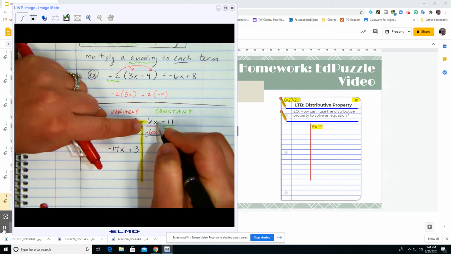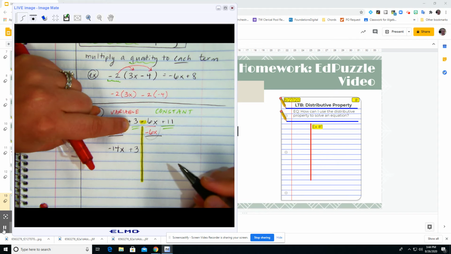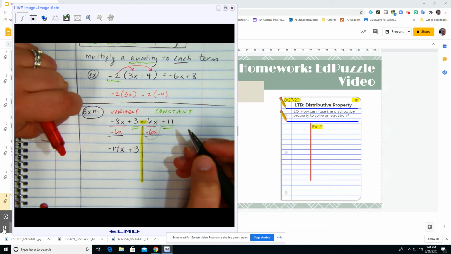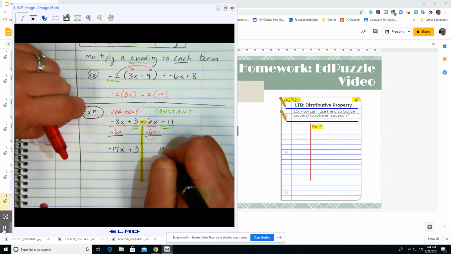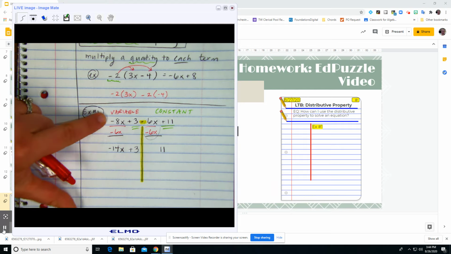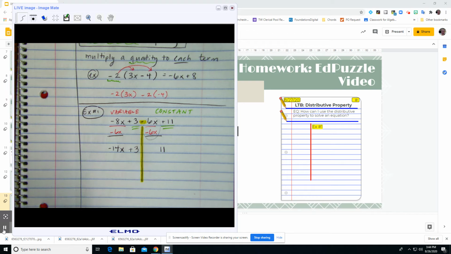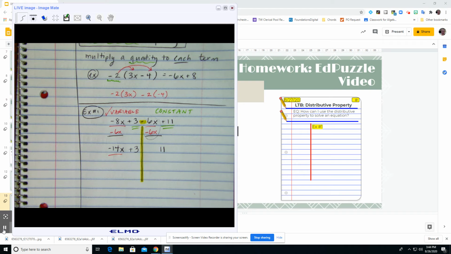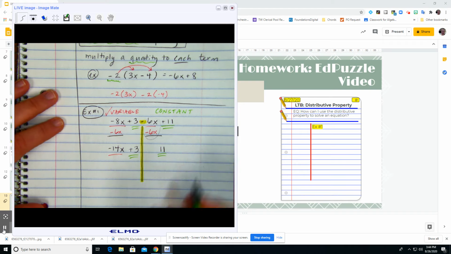And then here, I have a zero pair. +6x and -6x is 0, so those go away. And I only have left a +11. Now it looks like I have all the variables on the variable side, so I've correctly combined like terms. I'm done with my variables. But I do have constants in the wrong spot.